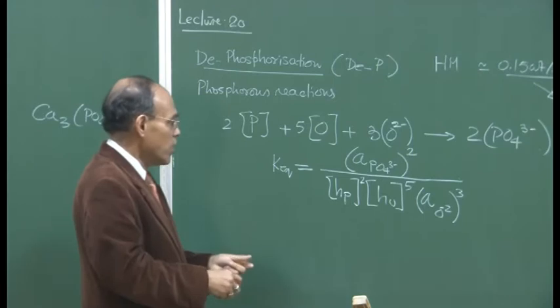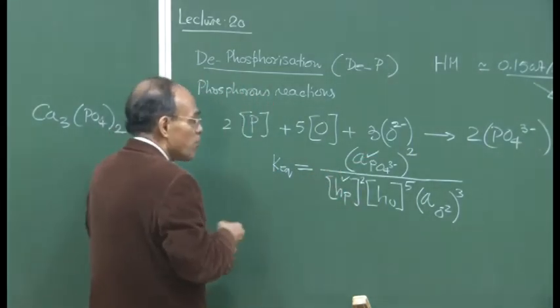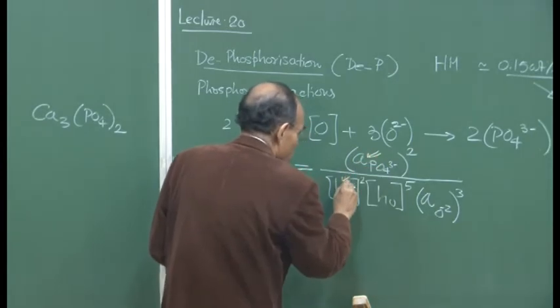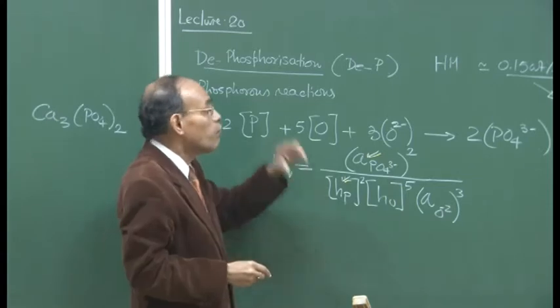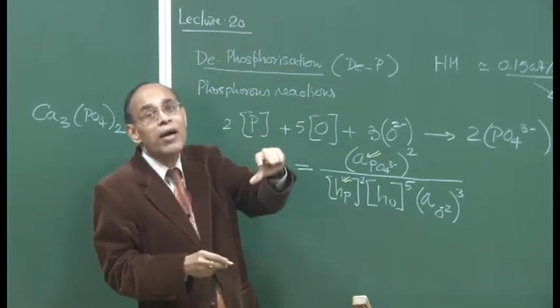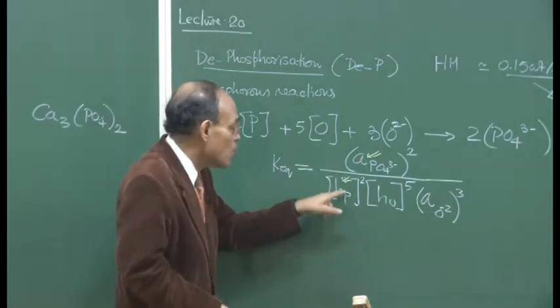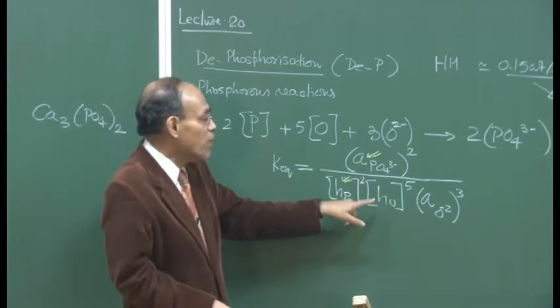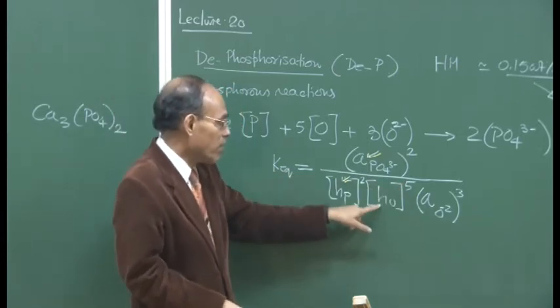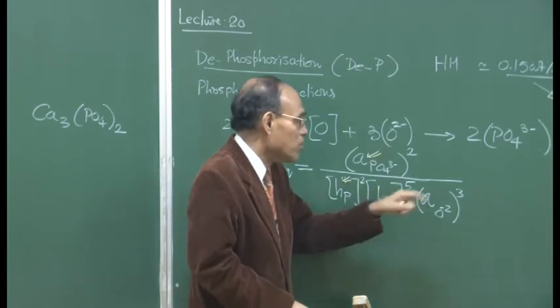Whichever way you write, the ratio of the two terms can be interpreted as a ratio between the phosphorus content in the slag divided by the phosphorus content in the metal phase. We see that this ratio will be equal to K equilibrium multiplied by h_O to the power 5, the Henrian activity of the dissolved oxygen in the melt to the power 5, and the activity.